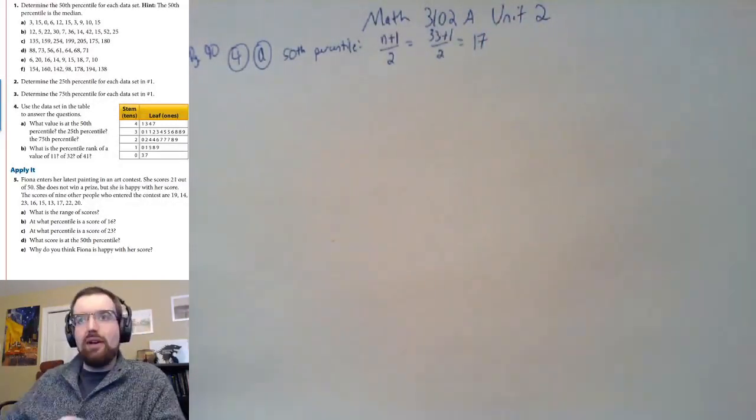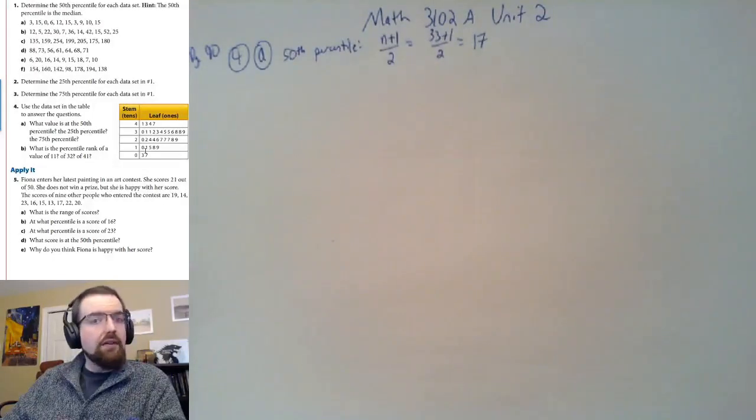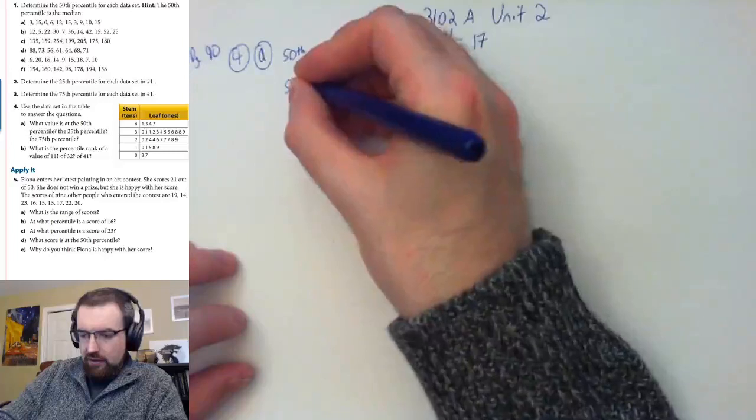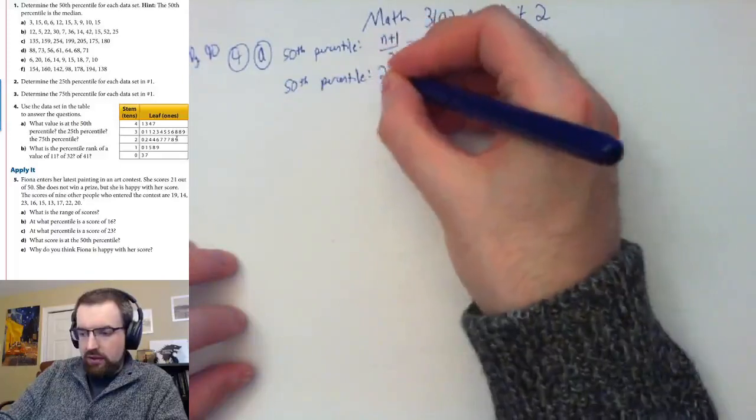So the 17th number in order is going to be the one that we're looking for. And we've already got this in order, although it's worth noting that they're actually going in reverse order. This is the high numbers and this is the low numbers here. Not relevant for this first part, but will be relevant for the 25th and the 75th percentiles. So the 17th number in is 1, 2, 3, 4, 5, 6, 7, 8, 9, 10, 11, 12, 13, 14, 15, 16, 17. So the 50th percentile is equal to 29.